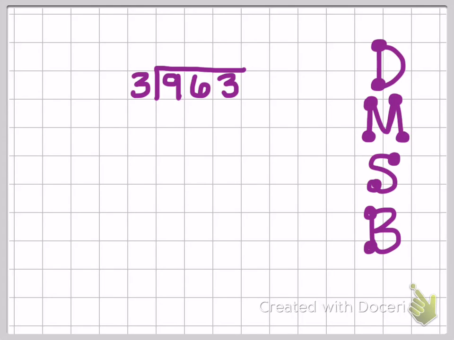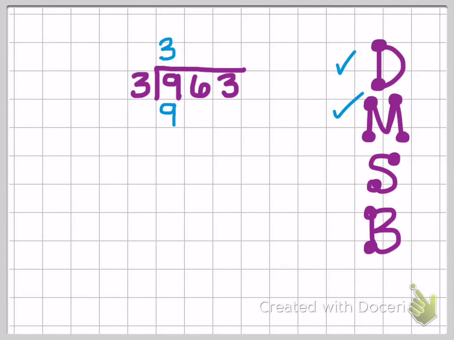Okay, let's see how you did. We start with the first digit, 9. 9 divided by 3 is 3. Next, we multiply. 3 times 3 is 9. Place the 9 there.